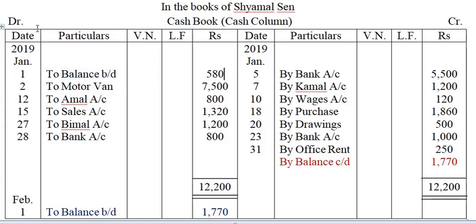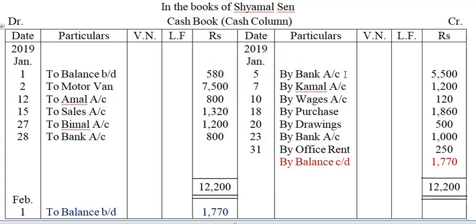Okay, then number two, cash received from sale of motor van. So motor van is an asset. Okay, you are selling the motor van. So you will write on 2nd January to motor van, because by selling that motor van, cash comes in. So there is an inflow of the cash. So that's why we record towards the debit side. Okay, 7,500.